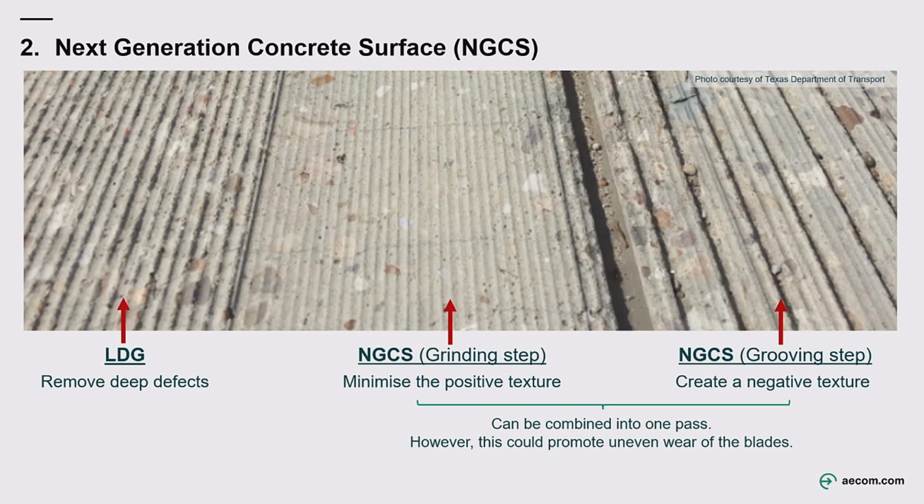The LDG removes deep defects. If your surface is not really even, you can do LDG to remove any unevenness, and this will help you save your blades so they don't wear too much faster. Then you have the grinding step, which will minimize positive texture. And then we have the grooving step, which will create your negative texture. As you said, we can combine these into one pass. However, this could promote an uneven wear of the blades.